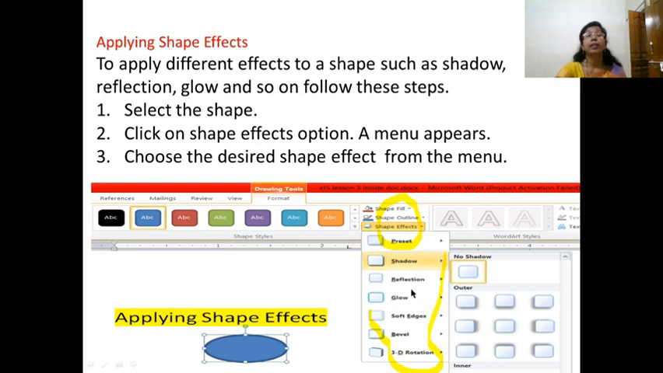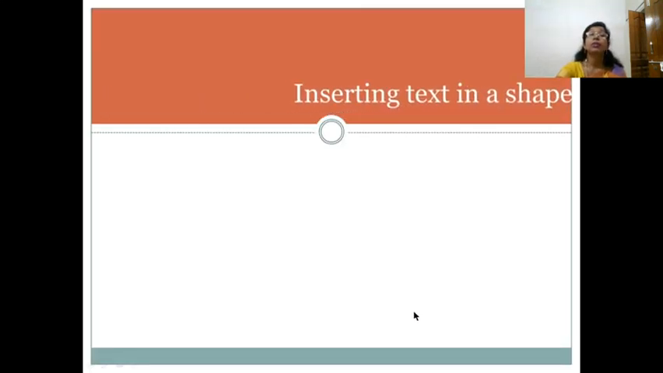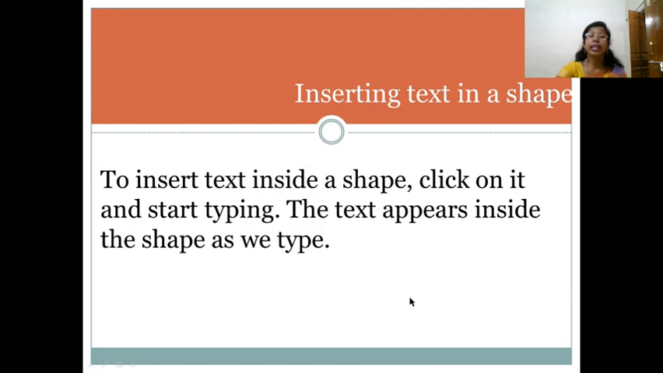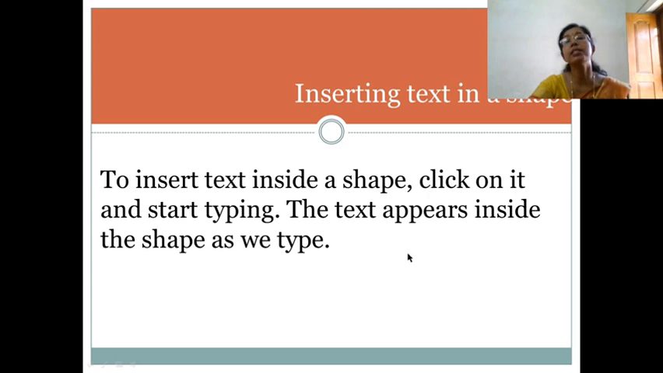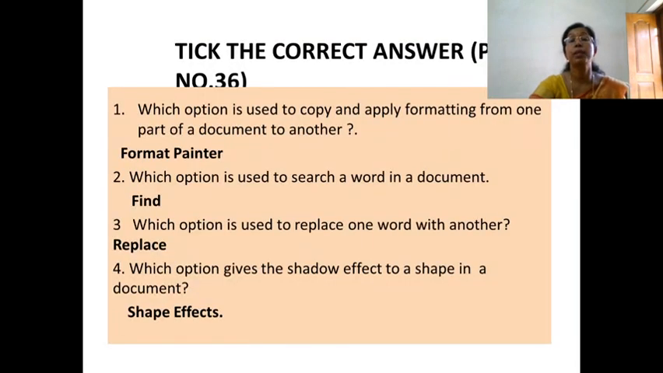Now, inserting text in a shape. We can insert text in a shape. So how to insert text? To insert text inside a shape, just click on it and start typing. Okay, the text appears inside the shape as we type.